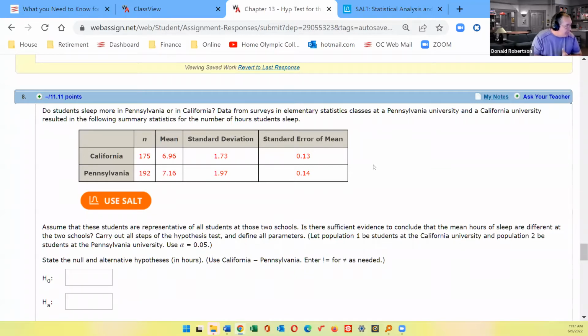You might not have known this, but do you know that people in Pennsylvania don't sleep as much as those in California? Perhaps. And so this person collected, actually it's the other way around, collected 175 people and found out that the average that the student slept for was this number, that this was the standard deviation. And for Pennsylvania, it was a little bit more.